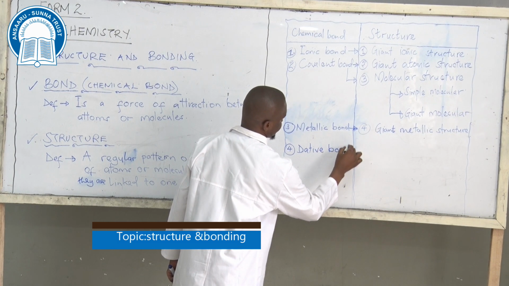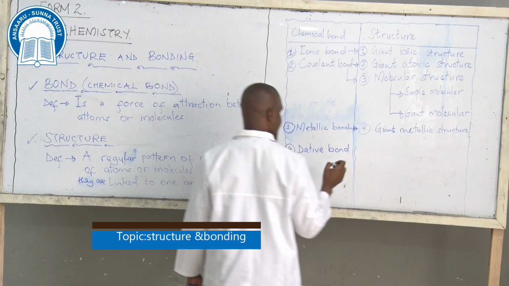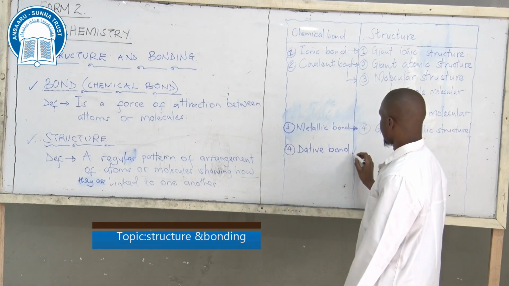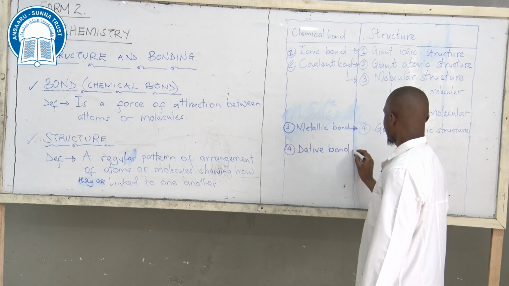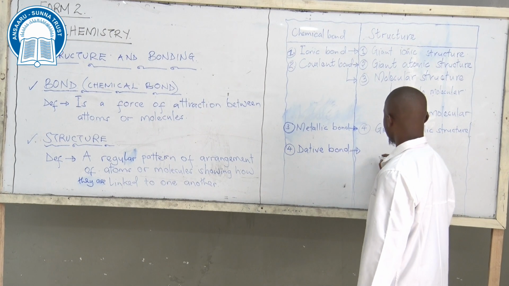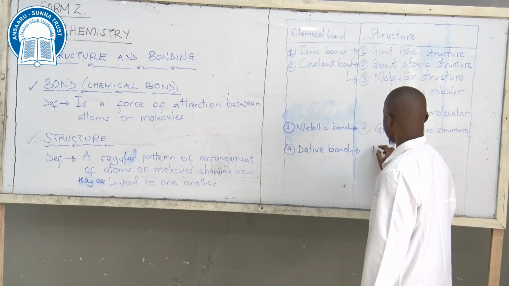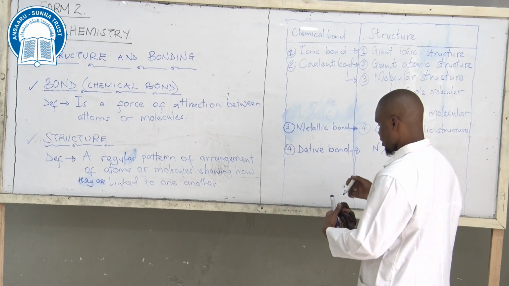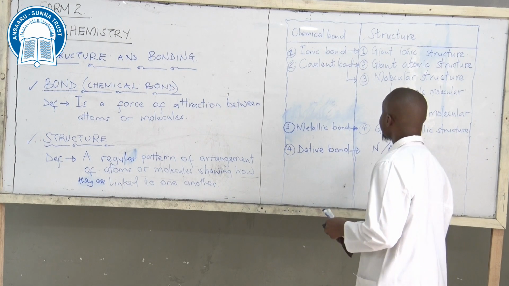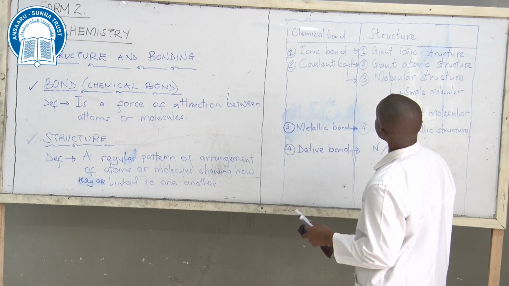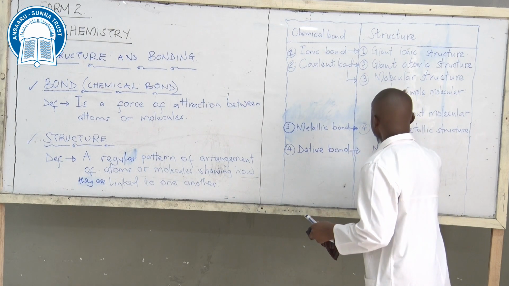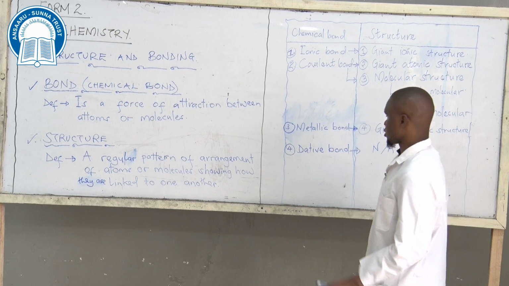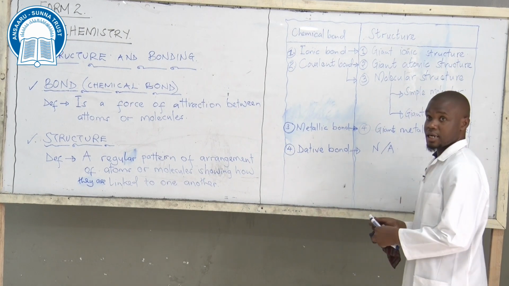Dative bond, it's a special one, and you can find it in several structures which have already been mentioned. So here I will put not applicable, but in structures that you will find it, you may find it in ionic, you may find it in giant atomic structure or even molecular structure. We'll talk about that when we come to that level.